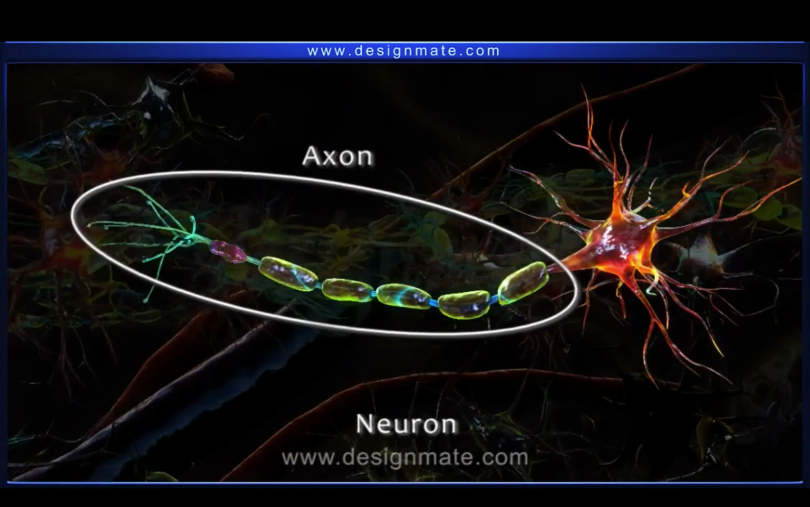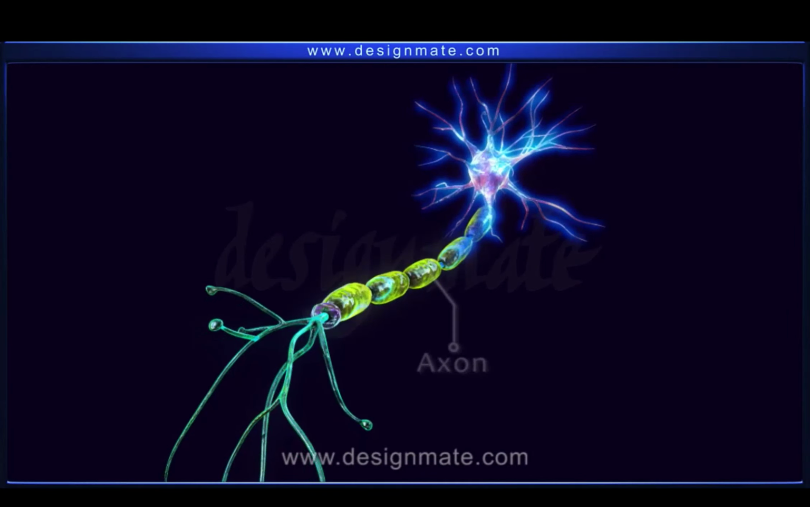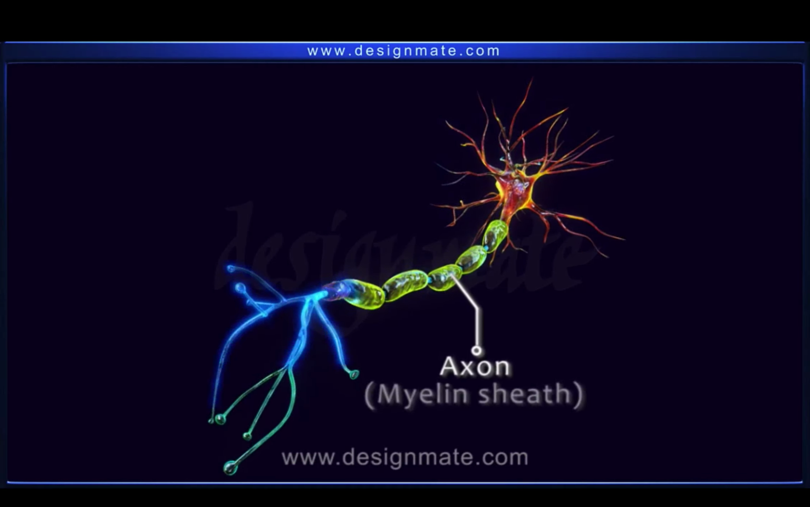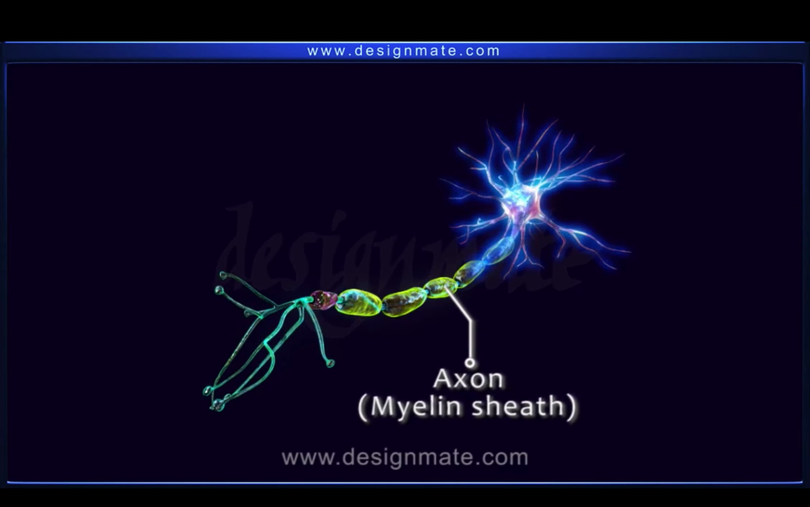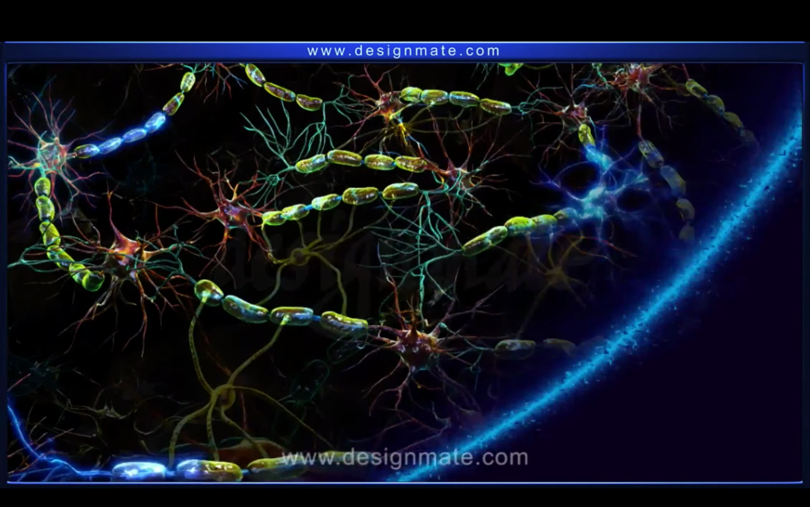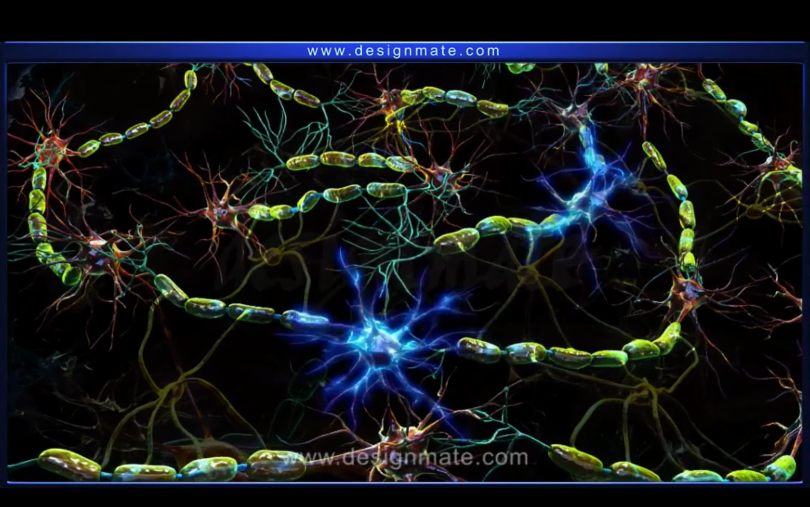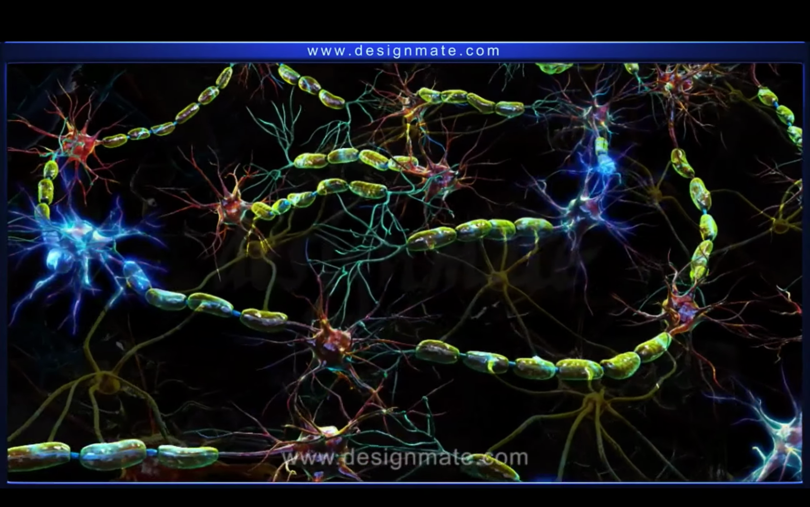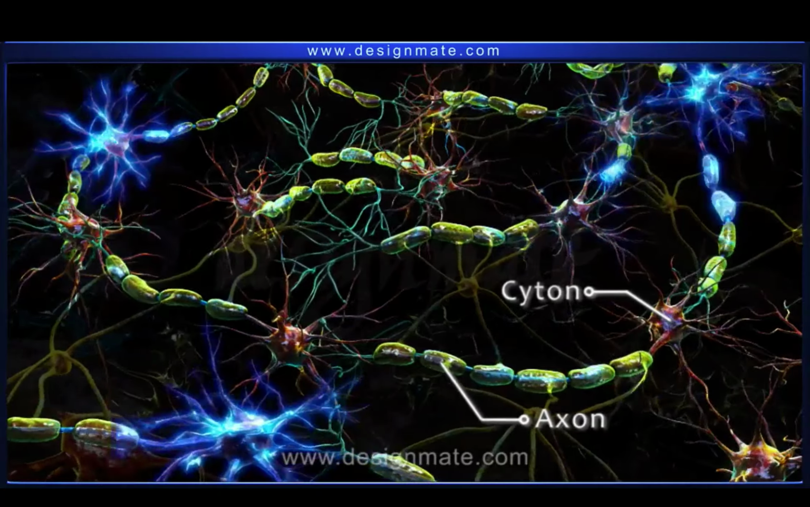A summary will help us remember that a neuron has three main parts, namely the dendrites, cyton, and axon. The axon shows a covering known as the myelin sheath, which helps in impulse transmission. The impulse travels through the neuron in one direction only, that is, from cyton to the axon.